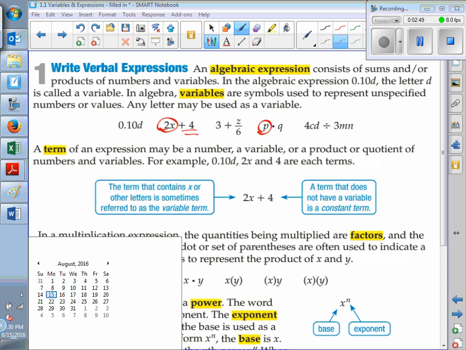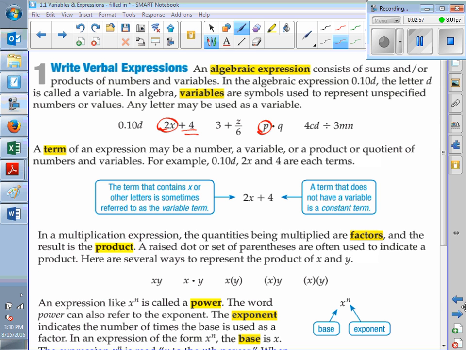Now, here, the term that contains the x or other letters is sometimes referred to as a variable term. So the variable term is the one that contains, obviously, the variable. The one that has no variable is called a constant because it doesn't change. And the reason it doesn't change is because it doesn't get multiplied by a variable, which could be any number. Does that make sense? Okay? All right.